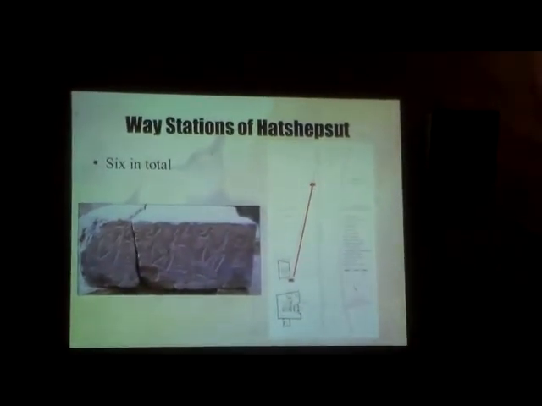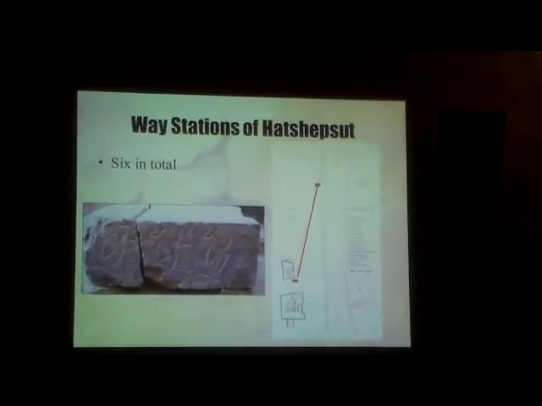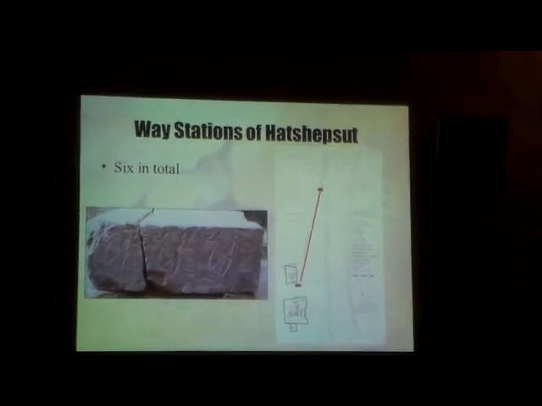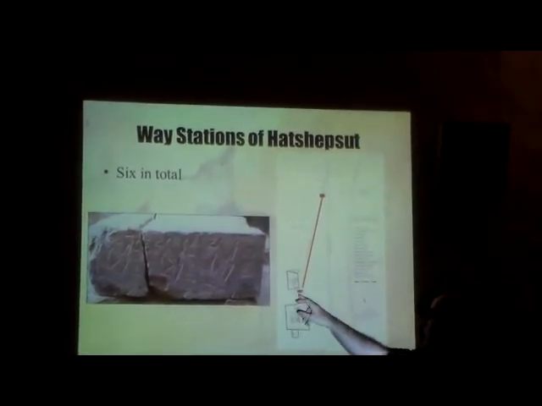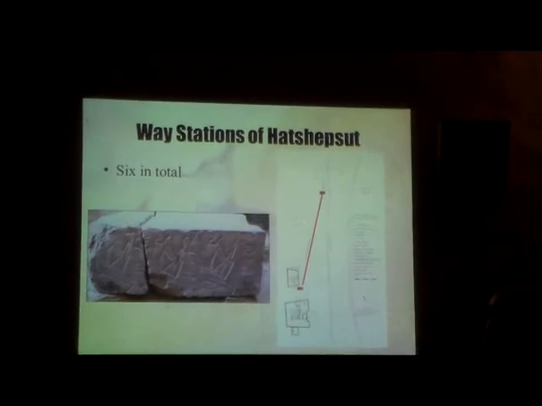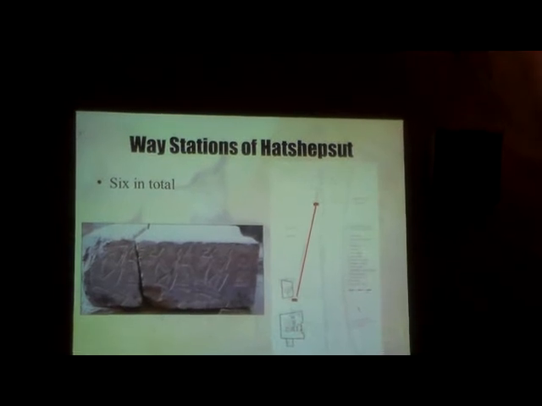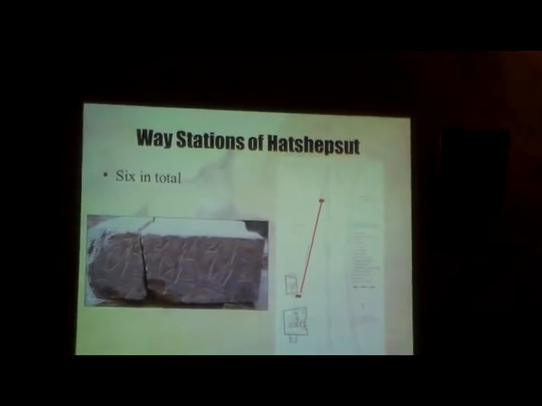We have the way stations of Hatshepsut. Unfortunately, not much of them is preserved, but I certainly believe that there's one at Luxor and one down near the Moon complex. But in the Triple Shrine at Luxor, you may have seen this block before, which Lanny Bell talks about. And he says that this is the Pat people.